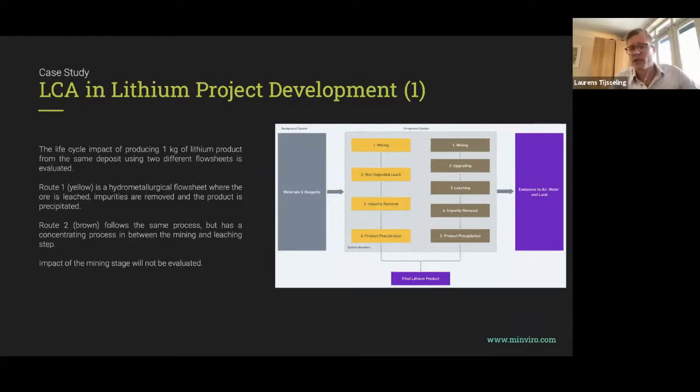And basically, the second flow sheet, the one that you see in the brown color, is quite identical, but there's a concentrating step in the middle, which means that we're removing some waste before we go into the hydrometallurgical process. And a small disclaimer, I won't be talking about the impact of the mining stage just yet, because usually people tend to design the process first and then they build the mine plan around that.